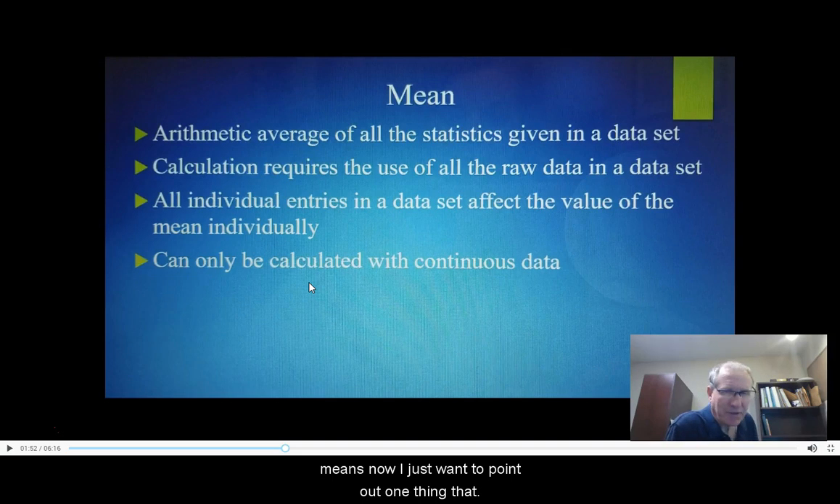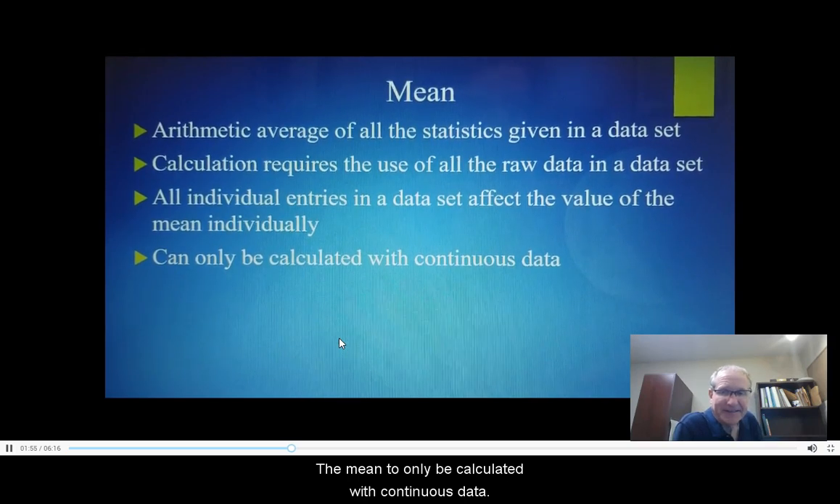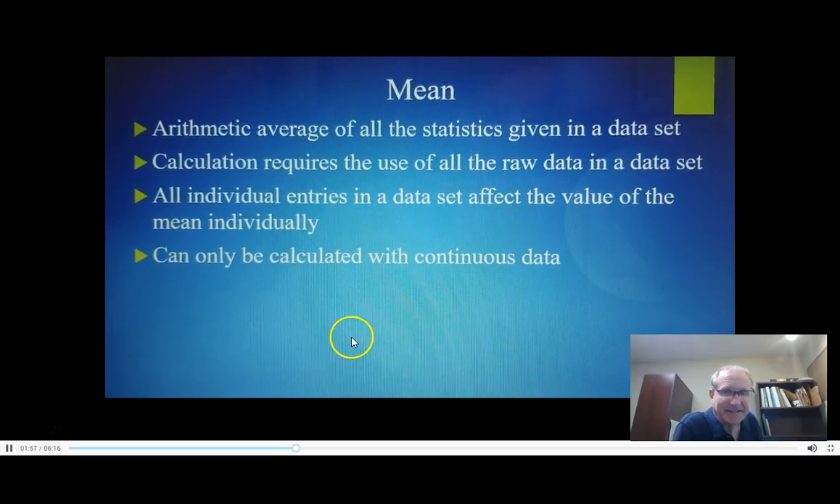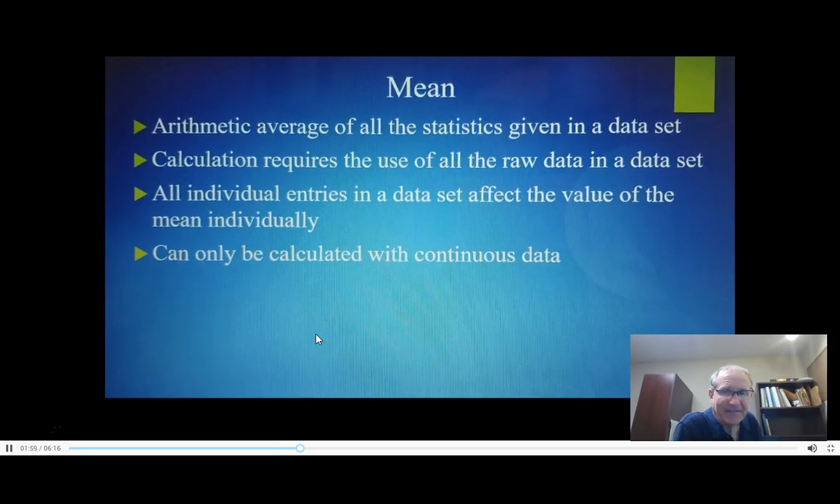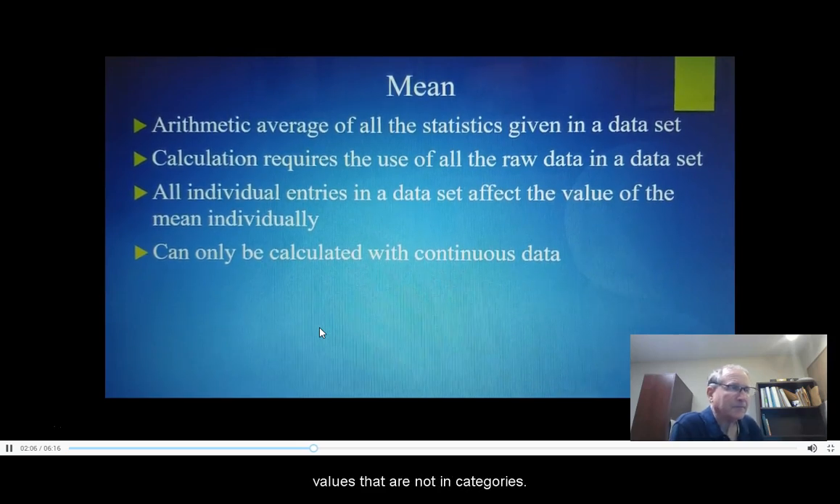Now, I just want to point out one thing, that it's a very powerful statistic, the mean is, and she's rightly pointed out that you not only use all the raw data, but you have a little piece of information about each score in the mean. So it's pretty cool. The mean can only be calculated with continuous data. In this regard, mean cannot be applied in describing values that are not in categories.